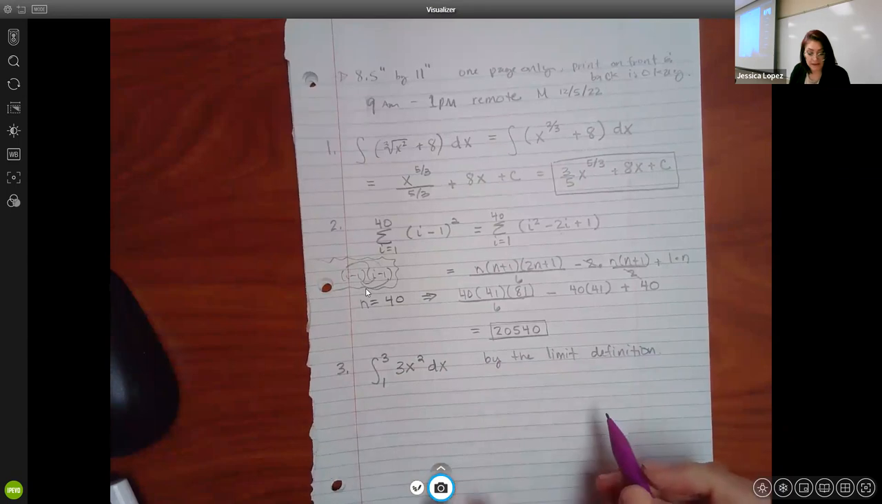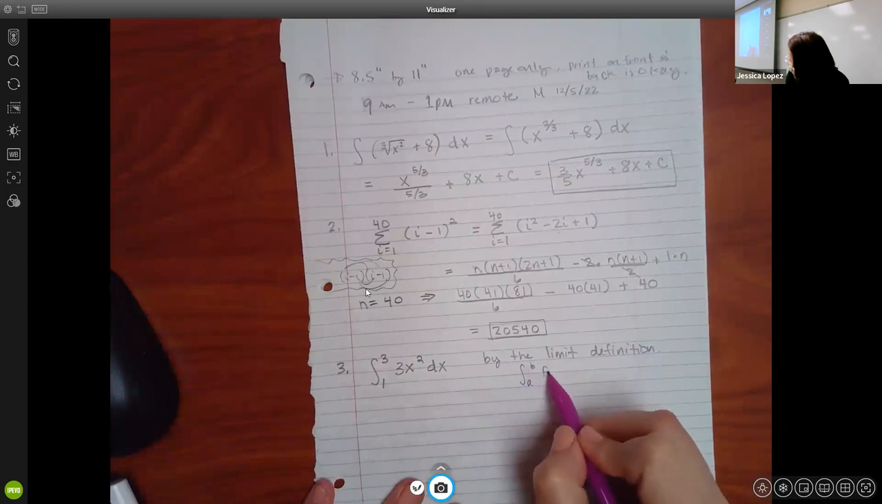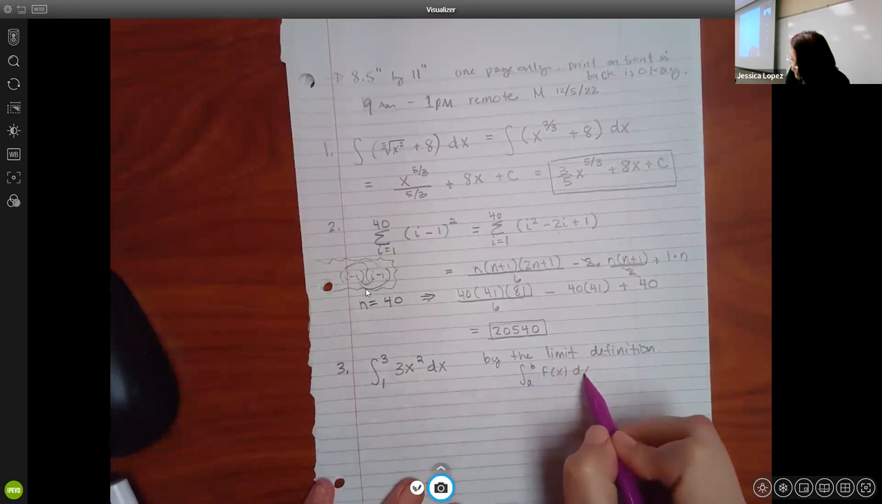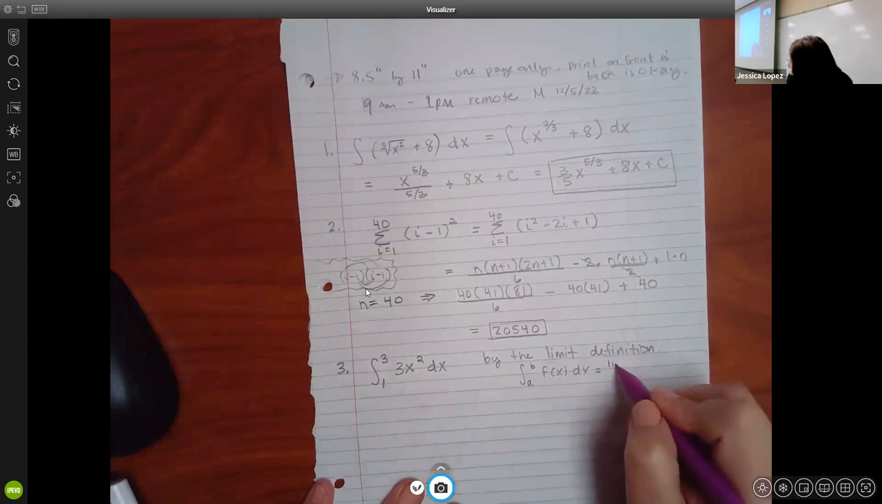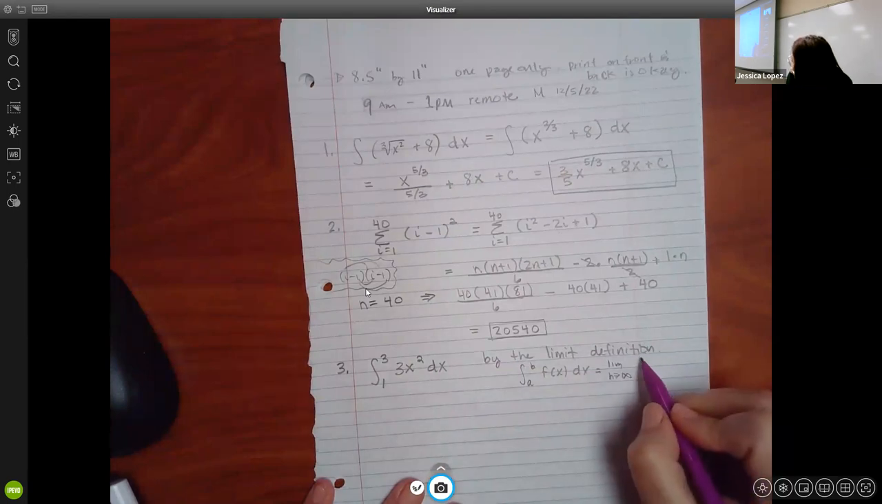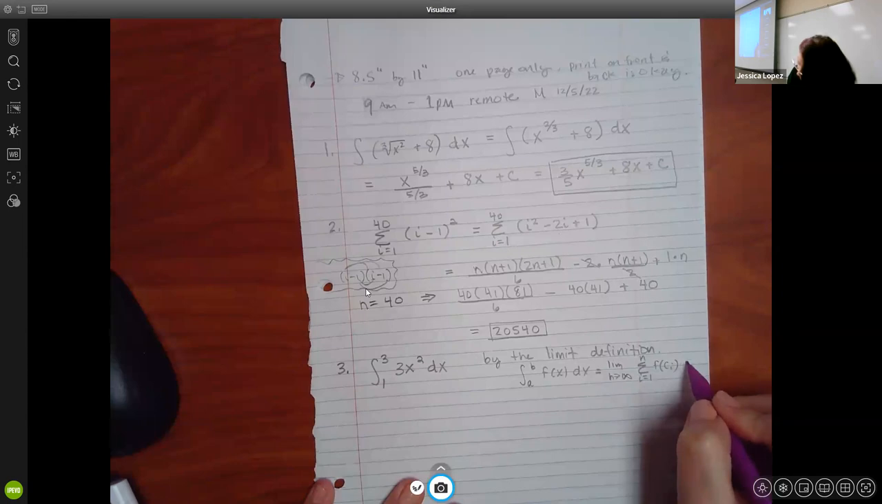Okay. And the limit definition tells us that if you have this integral from a to b of whatever your function is, then you're essentially going to take the limit as n goes to infinity of the sum from i equals 1 to n of f of c_i, and then delta x_i. I will explain all that.